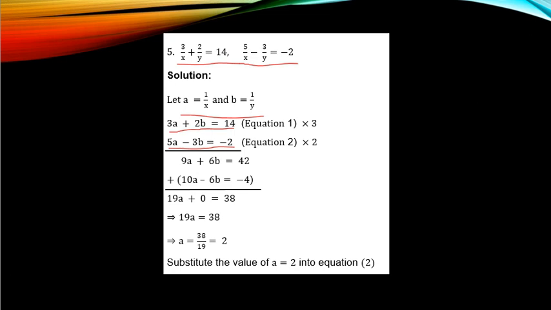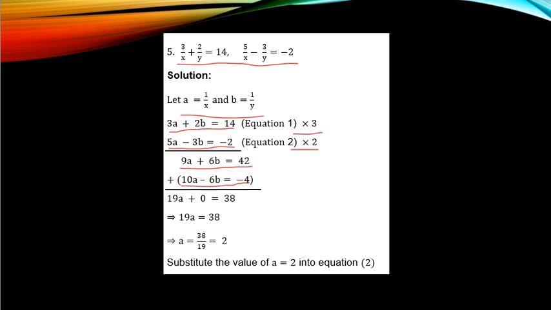In doing that, you find the LCM of the coefficients 2 and 3, and that is 6. So you turn 2 to 6 and you turn 3 to 6. To turn 2 to 6, it means you multiply equation 1 by 3. To turn 3 to 6, multiply equation 2 by 2. Multiply equation 1 by 3, it becomes 9a plus 6b equal to 42. You multiply equation 2 by 2, it becomes 10a minus 6b equal to minus 4.